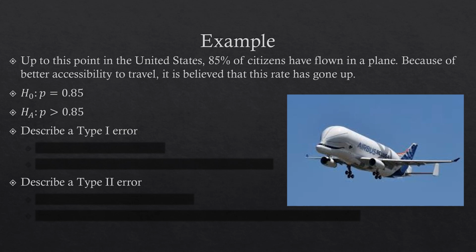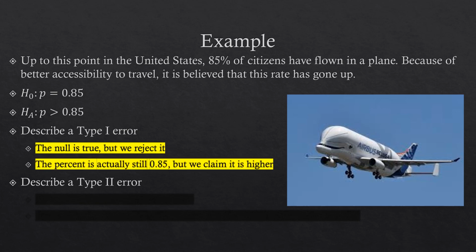All right, and the final one. Up to this point, in the US, 85% of citizens have flown in a plane. Because of better accessibility to travel, it is believed that that rate has gone up. So this one, I'm actually using a more traditional hypothesis test format. As we can see, P is equal to 0.85 is our null, and we want to know, has P increased from 0.85? So type 1 error, again, that is where the null is true, so it is 85%, but we reject it. So what does that mean? The percent is actually still 85%, but we are making the claim that it has increased.